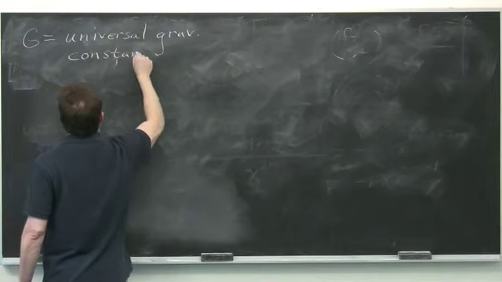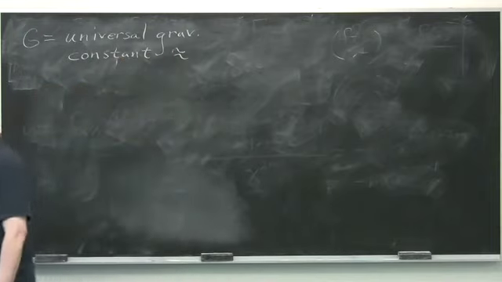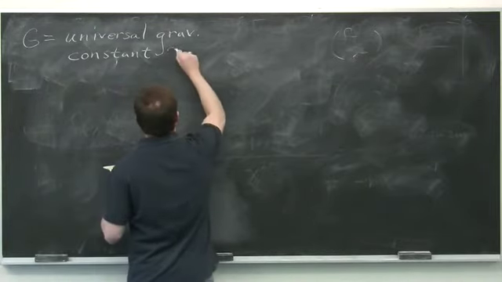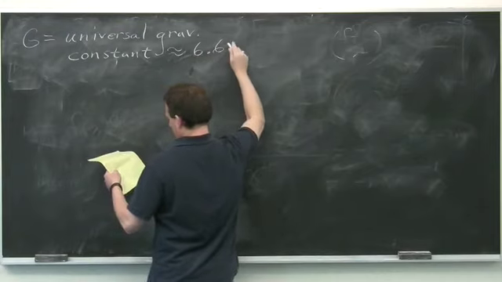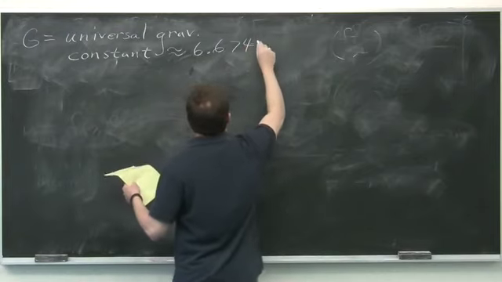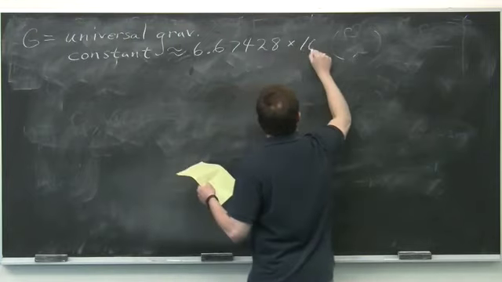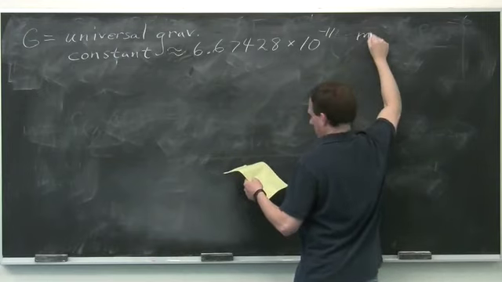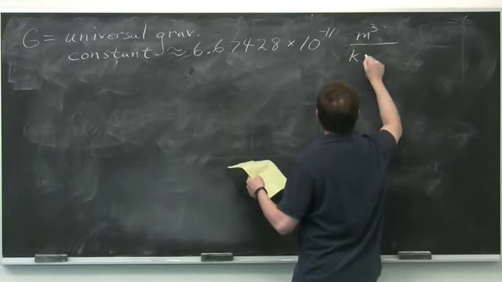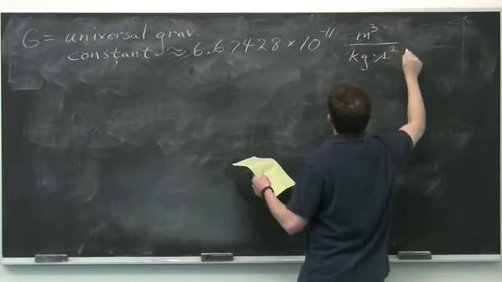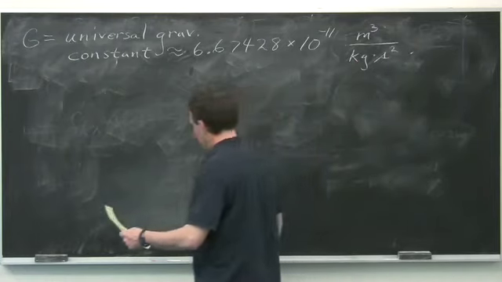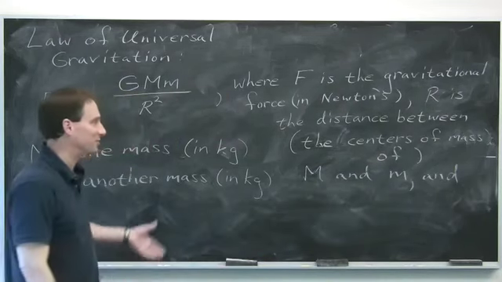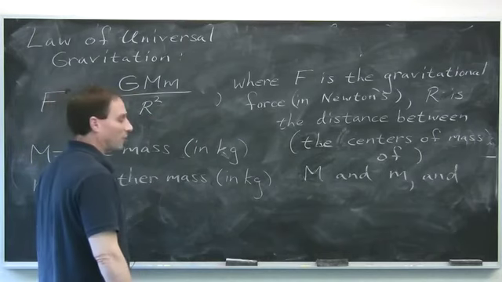And I do not have this memorized. It's approximately 6.674283 times 10 to the minus 11th meters cubed over kilograms second squared. All right. Okay, I'm not going to use what G is. I'm just going to keep calling it G because it's easier than writing that all the time.